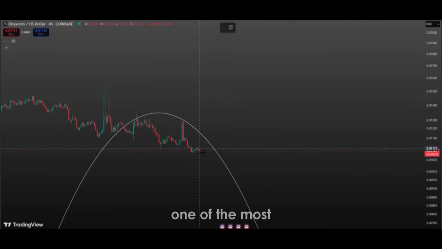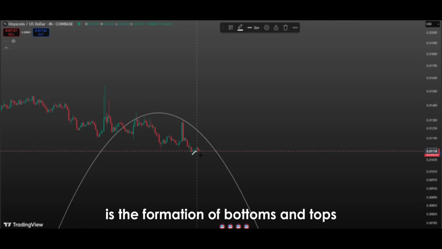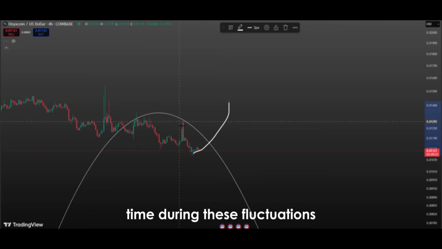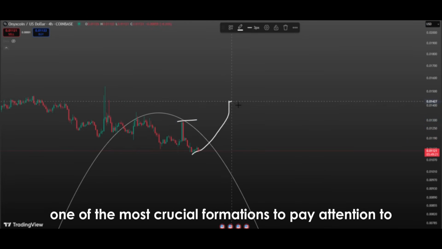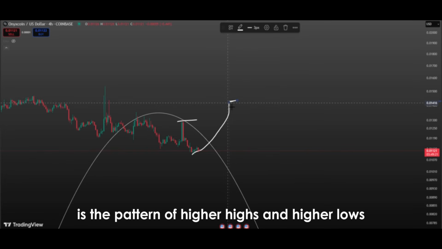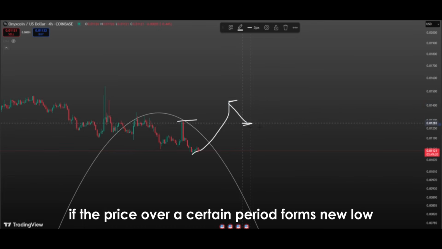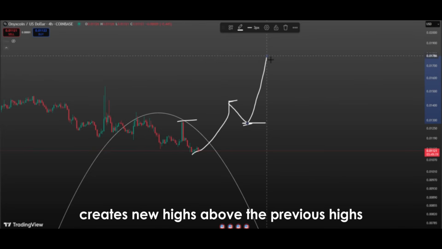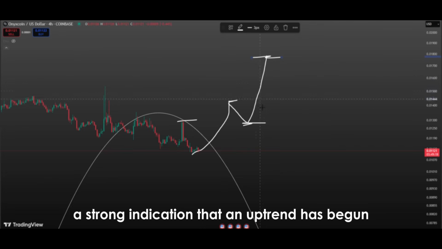One of the most important indicators in technical analysis of price movements is the formation of bottoms and tops in the market. The price of an asset fluctuates constantly over time. During these fluctuations, certain levels form. Among these levels, one of the most crucial formations to pay attention to is the pattern of higher highs and higher lows. If the price, over a certain period, forms new lows above the previous low levels and at the same time creates new highs above the previous highs, this is considered a strong indication that an uptrend has begun from a technical standpoint.